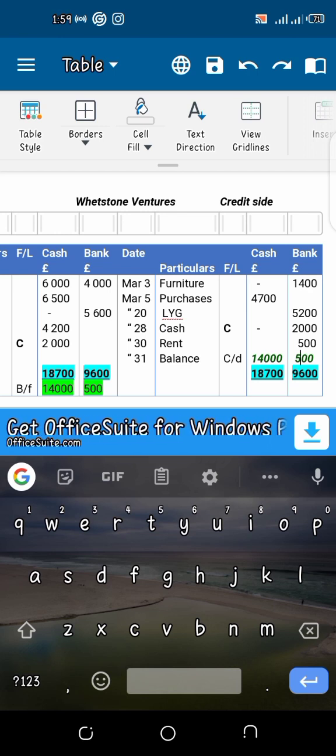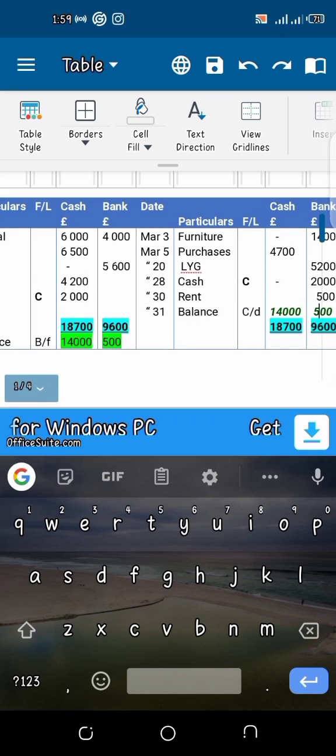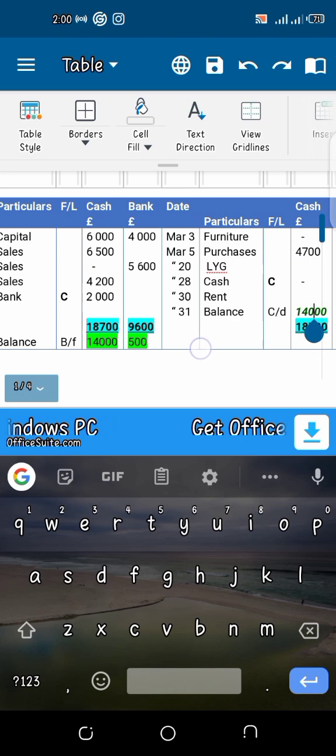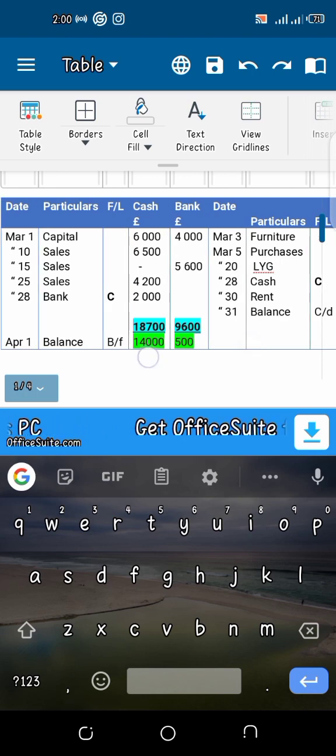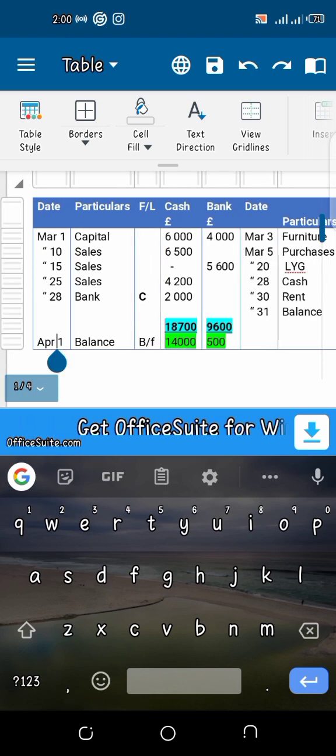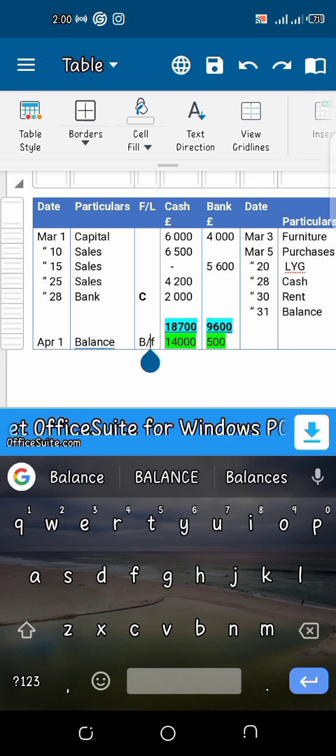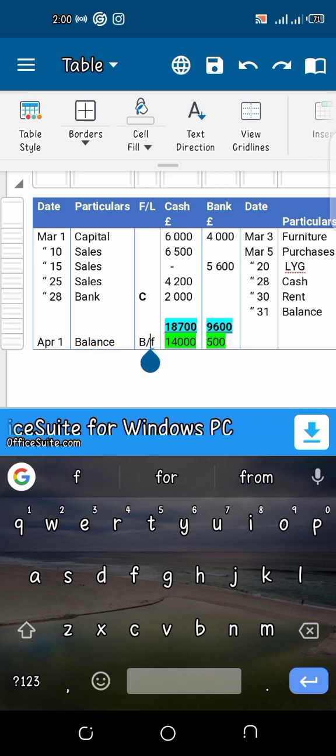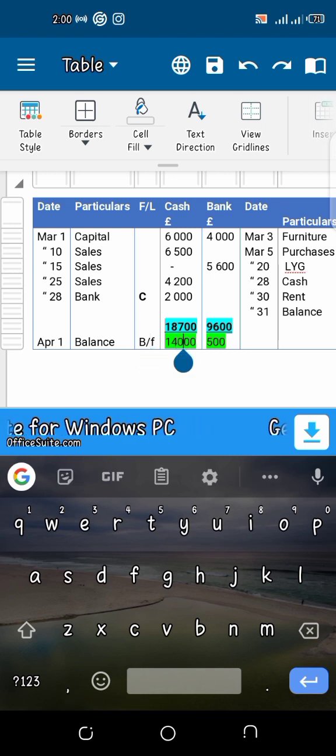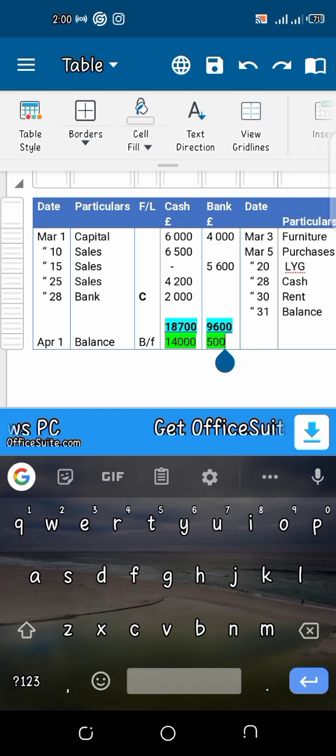Now what we do, since the month has ended March 31st, the next month will be April. So the 14,000 we have here is now transferred to the debit side of the account. April 1, balance brought forward. At the cash column, we have a balance of £14,000, and at the bank column, we have a balance of £500.